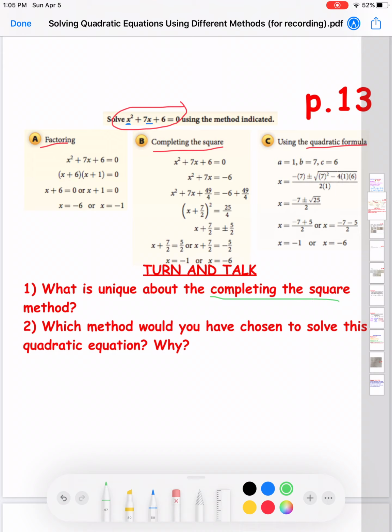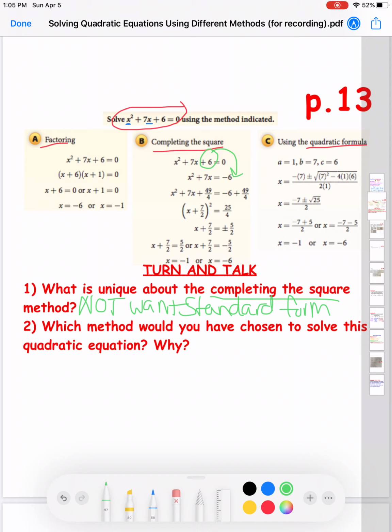So if you'll notice in the completing the square method, the first thing that they did is they moved this 6 to the other side, to the right side. So that means that they were getting it out of standard form. So what makes completing the square unique is that we do not want standard form. In this method, we instead move that c term over to the other side to get it out of standard form. Then we do our half square share.